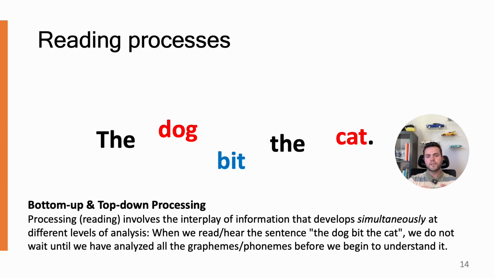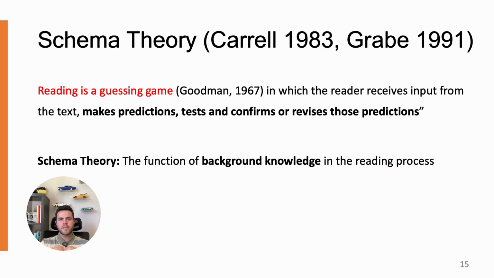So when we read "The dog bit the cat," we don't just wait until we fully analyze every grapheme or phoneme. We are predicting, chunking, and understanding the meaning as we go. So reading, we can say, is a dynamic, iterative process, not just decoding. Speaking of top-down processing, we should learn a bit about schema theory. Schema theory highlights the power of background knowledge in reading. So what does schema theory tell us exactly?